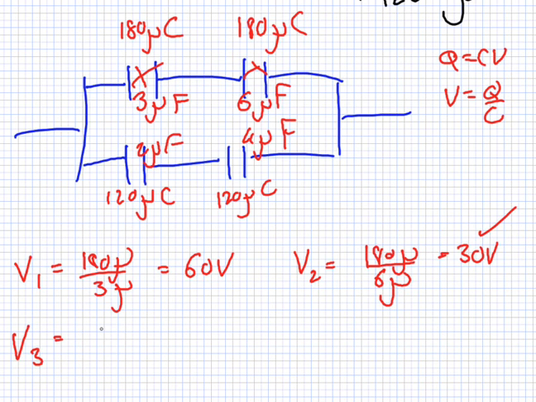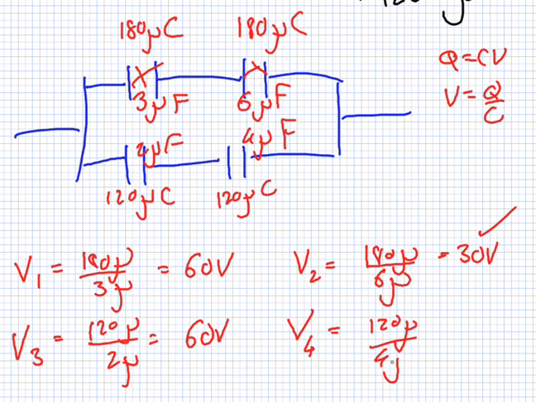V3 is, sorry, because I wrote it upside down on the bottom, 120 micro over 2 micro, which is 60 volts. So then this one here should be 30 as well, shouldn't it? 120 micro over 4 micro, 30 volts.